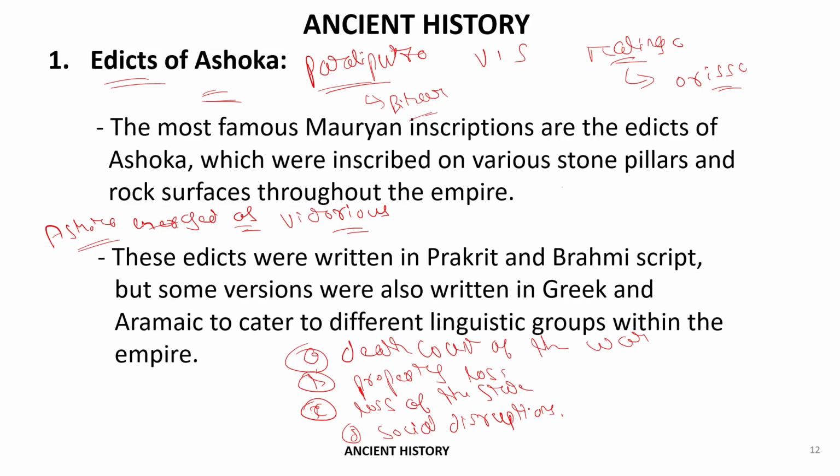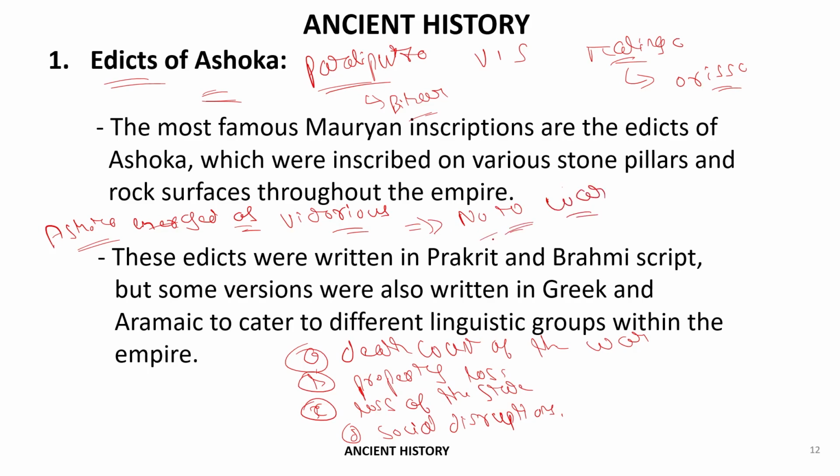And the fourth and primary one was the social disruptions. When he saw many people died, when he saw many people had to migrate, when he saw there was a loss of the state, then he found that there was social depression, and at that time he decided: no to war.